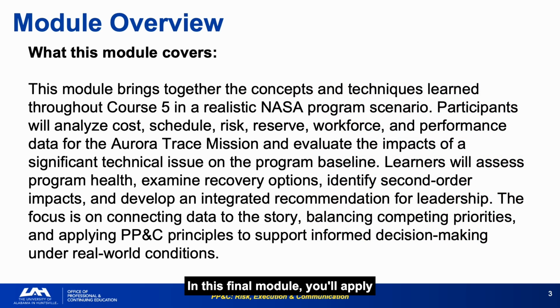In this final module, you'll apply everything you've learned throughout Course 5 to a realistic NASA program scenario. Using the Aurora Trace mission case study, you'll analyze cost, schedule, risk, workforce, reserve, and performance data to assess overall program health and evaluate the impact of a significant technical issue. You'll explore recovery options, consider the trade-offs among cost, schedule, and mission objectives, and develop a recommendation to support informed leadership decision-making. This module is designed to bring together the full PP and C assessment process in a practical, real-world setting.